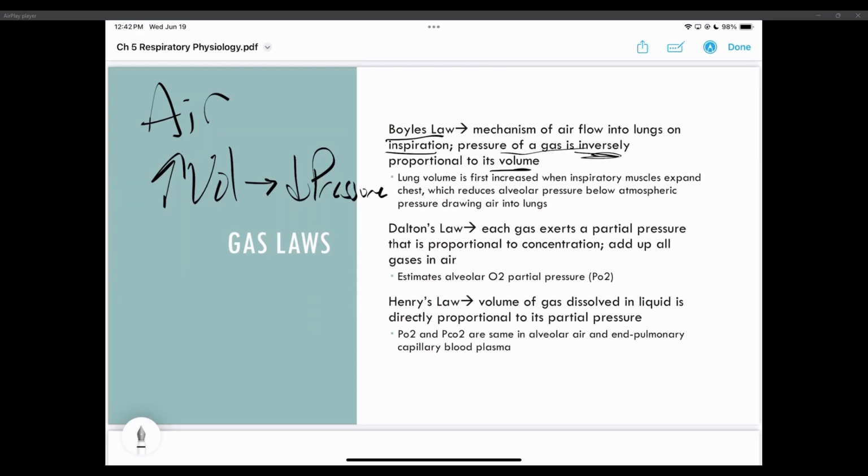So what Boyle's law tells us is that we can breathe in deep, and on inspiration, remember, intrathoracic pressure drops because of the volume of air in our lungs. Pressure drops, allowing air to go in. That's all Boyle's law is telling us. It behaves differently: when you increase the volume of air, the pressure inside the lung tissue itself goes down. Now, lung volume is first increased when inspiratory muscles expand.